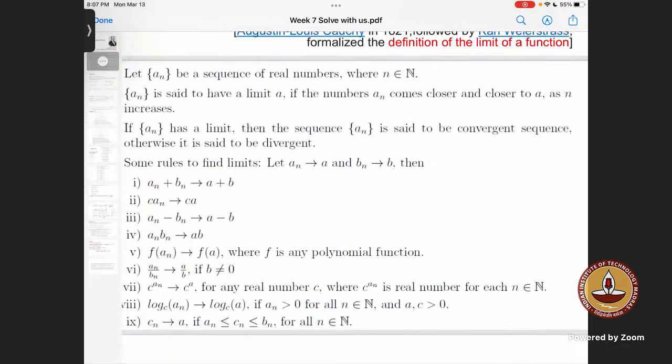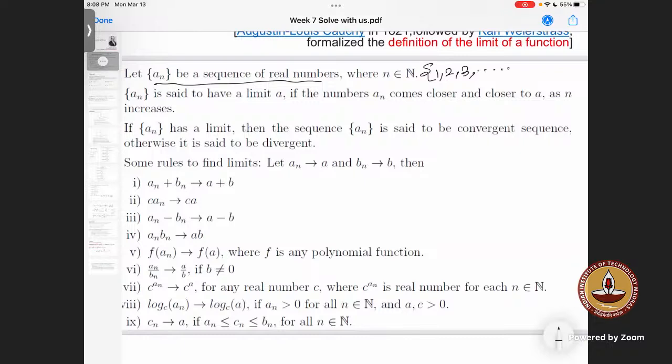Is my slide visible to everyone? Yes, sir, it is visible. I think you all have gone through the video lectures, so you know that an is a sequence of real numbers, and n belongs to the natural numbers. Could anyone tell where the natural numbers start from? Here, as you have watched in the lectures, it starts from 1, from 1 to infinity.